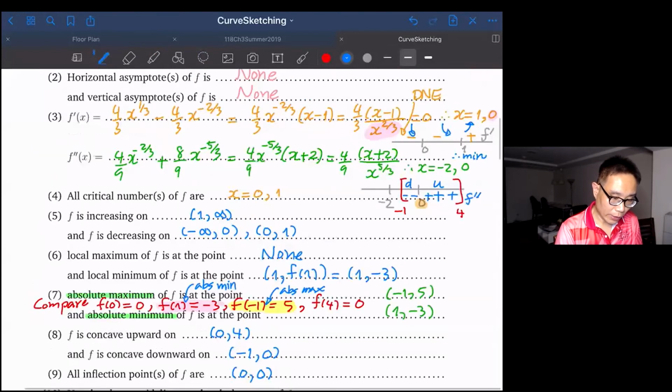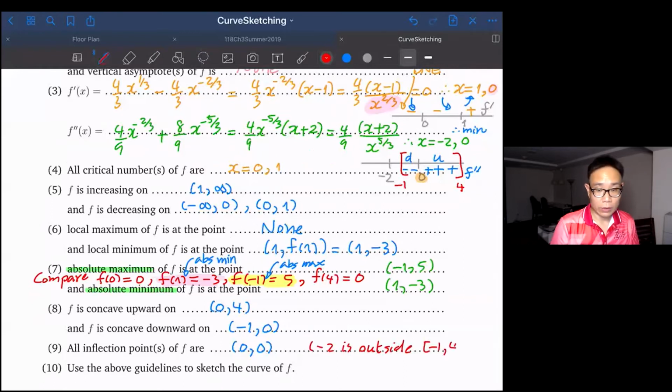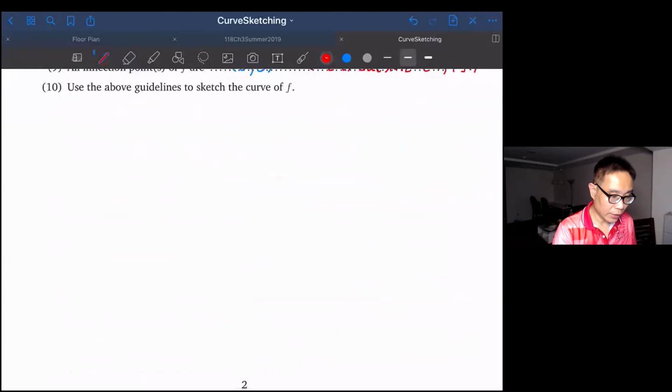However, you may argue with me a little bit: hey, what about -2? I'm going to mention that -2 is outside the interval from -1 to 4, so we're not concerned. And we're going to use this guideline in order to sketch the curve of the function f.